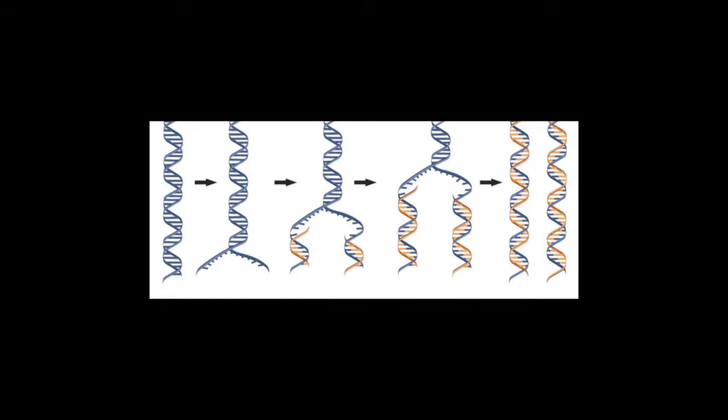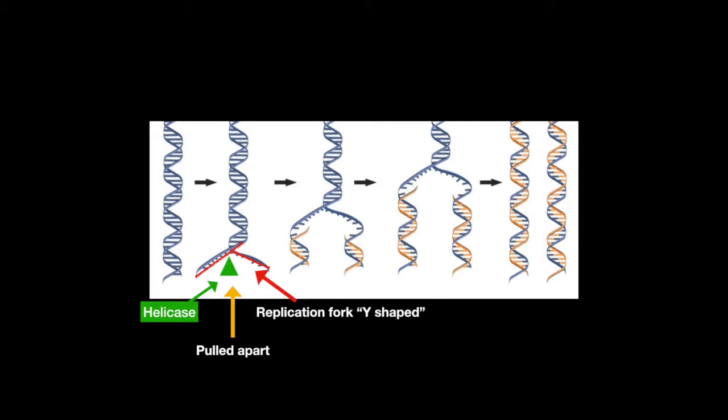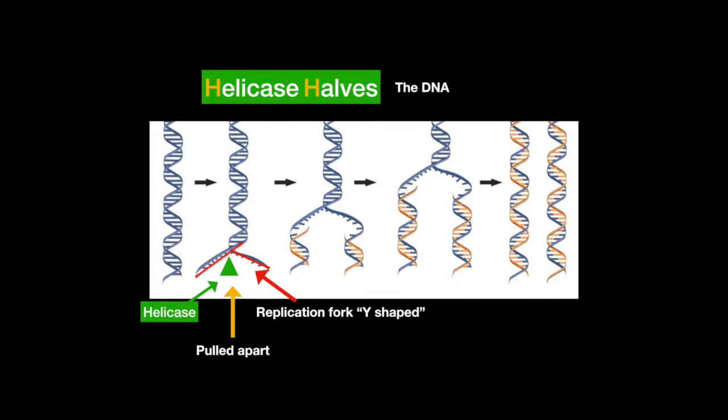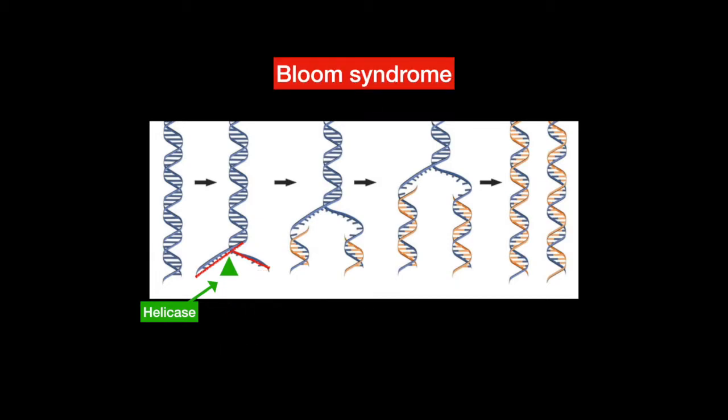The DNA must be pulled apart for the replication machinery to do its work. An enzyme known as helicase is responsible for unwinding DNA. And this Y-shaped region of DNA being pulled apart is known as the replication fork. Remember that helicase halves the DNA. In a condition known as Bloom syndrome, helicase is deficient because of the mutation in the BLM gene.